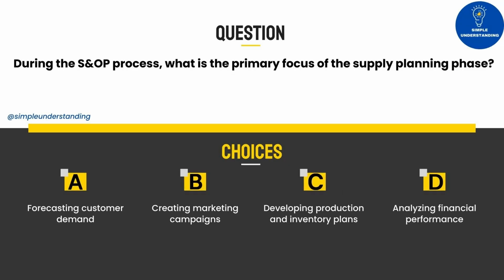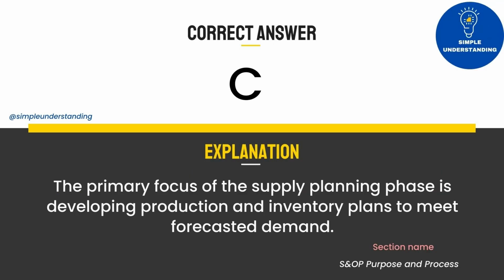6. During the S&OP process, what is the primary focus of the supply planning phase? A. Forecasting customer demand. B. Creating marketing campaigns. C. Developing production and inventory plans. D. Analyzing financial performance. Correct answer: C. Explanation. The primary focus of the supply planning phase is developing production and inventory plans to meet forecasted demand.